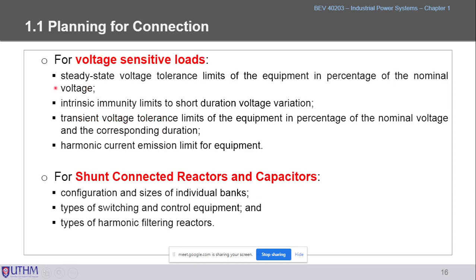And next is the voltage sensitive load. For example, as I told you just now, the lamp itself is a voltage sensitive load. So we need to cater for this in our data collection. And another one is the shunt connected reactor and capacitor as well.